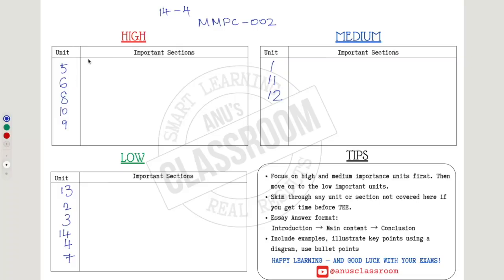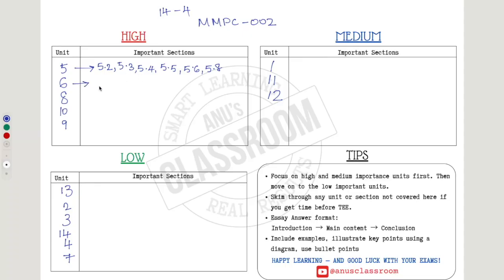Okay, so now coming to the high importance units 5, 6, 8, 10, and 9. As I said earlier, not all sections of these units are important, so I will tell you which of the sections of these units you have to concentrate on more, so that you can study accordingly. I don't know how much time you have till your term end examination, so I want you to make the most out of it. So in unit number 5, you can concentrate on 5.2, 5.3, 5.4, 5.5, 5.6, and 5.8. These are the sections that you need to be focusing on most.